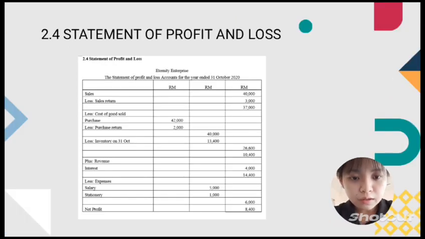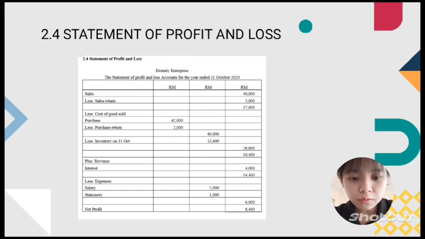The statement of profit and loss account for the year end 31 October 2020 for Eternity Enterprise. The sales is 40,000 ringgit, less sales return 3,000 ringgit, remain 37,000. We got the less cost of goods sold that have purchased 42,000, less purchase return 2,000, total is 40,000. Then less inventory on 31 October 13,400. The balance is 26,600. Then the 37,000 less 26,600 got the gross profit 10,400.